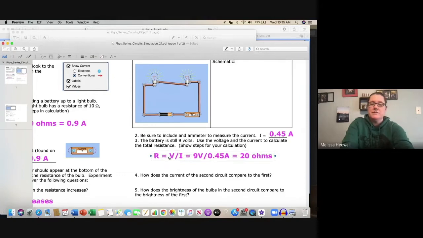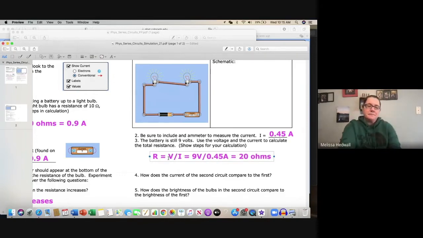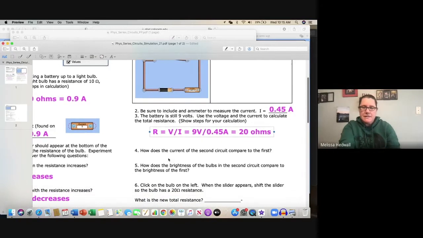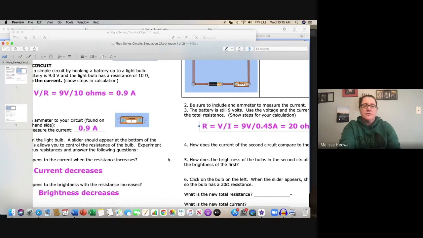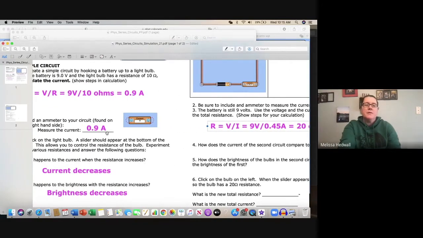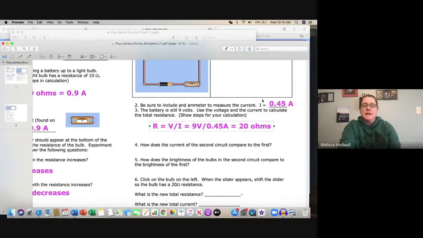If you look, you should have 10 and 10, same thing. 10 plus 10 gives us 20. How does the current in the second circuit compare to the first? Well, in the first circuit, we had 0.9 amps. In the second circuit, we have 0.45 amps. And so it has been cut in half.